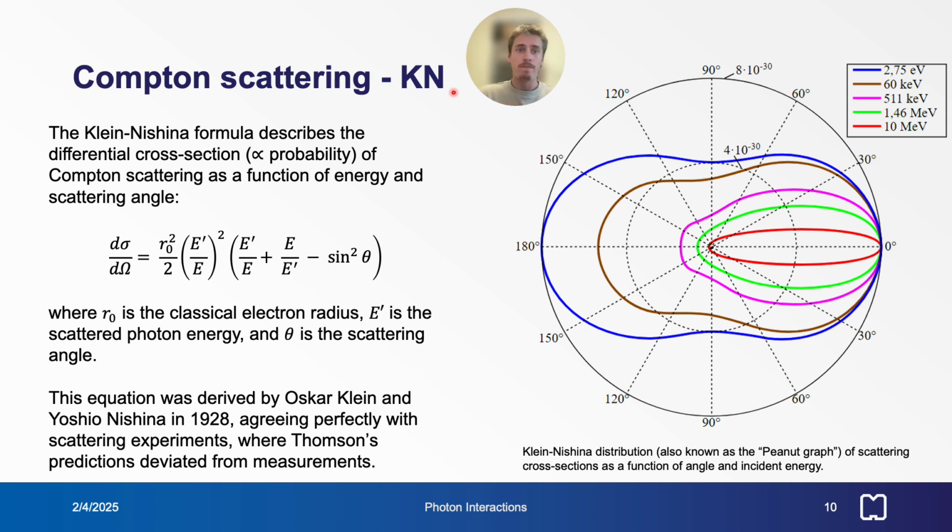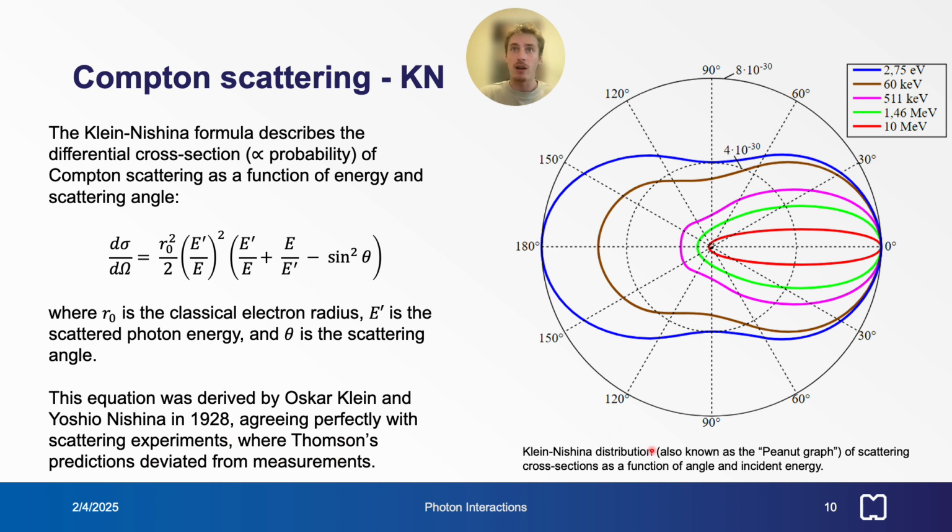But to go a bit further, the Klein-Nishina formula describes the differential cross-section, which is proportional to the probability, of Compton scattering as a function of energy and angle, with the formula given here, where r0 is the classical electron radius, E prime is the scattered photon energy, and theta is the scattering angle. This equation was derived by Oscar Klein and Yoshio Nishina in 1928, and this agreed really well with scattering experiments, where Thomson's predictions deviated from measurements.